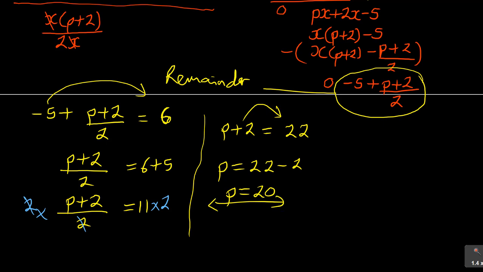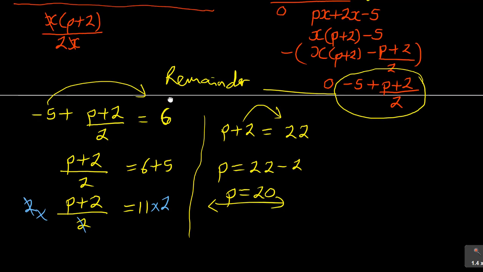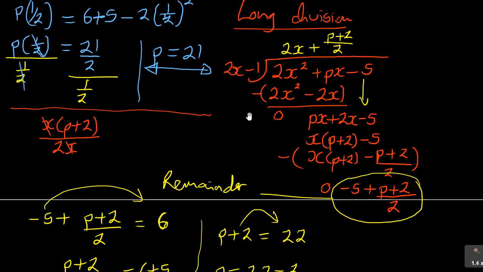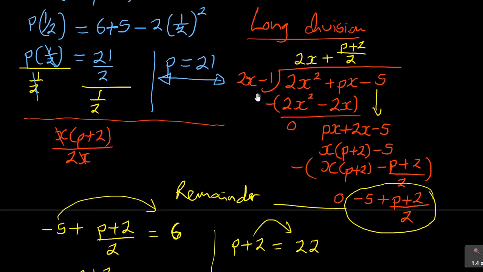Now previously our answer was 21. I think there is a place where we might have made an error in our long division, because we got p as 21 before and it was supposed to give us 21 here too. So the error might have been made in our long division. Let me just recap again. On this one, it is px plus 2x minus 5, and then we took the x, this is p plus 2 minus 5.